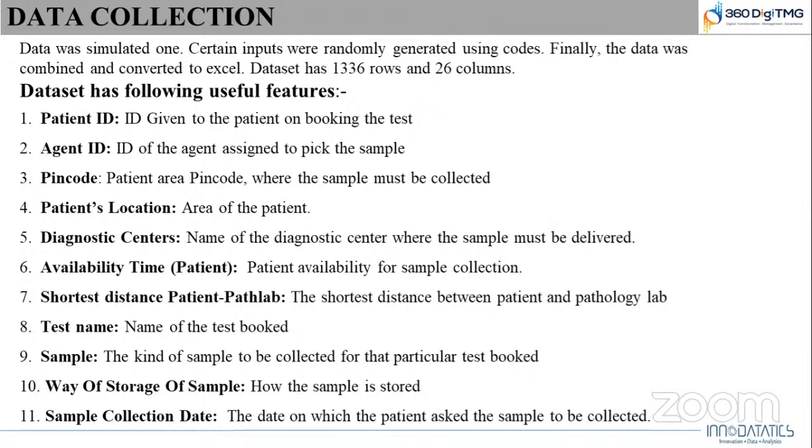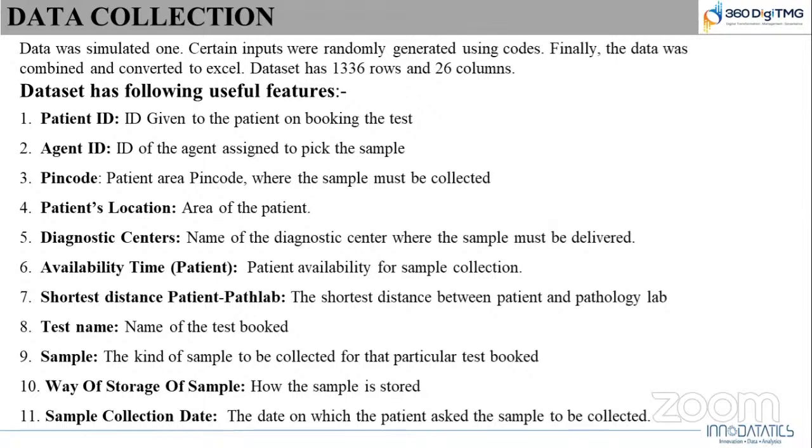Fifth is diagnostic center, the name of the diagnostic center the patient opted to submit their sample to. Sixth is availability time, at what time the patient is available at their home or house, so the sample collection process can be done in minimum time. Seventh is shortest distance from the path lab to the patient. This feature will be helpful in assigning a route to the agent so sample collection can be done in less time.